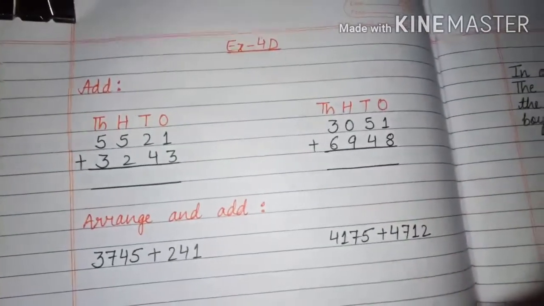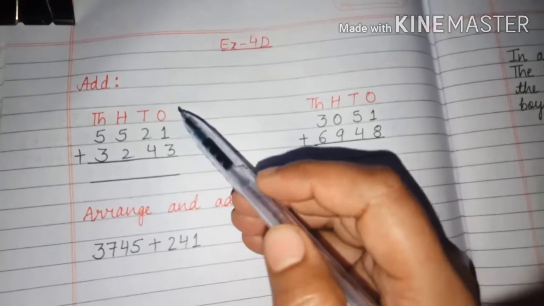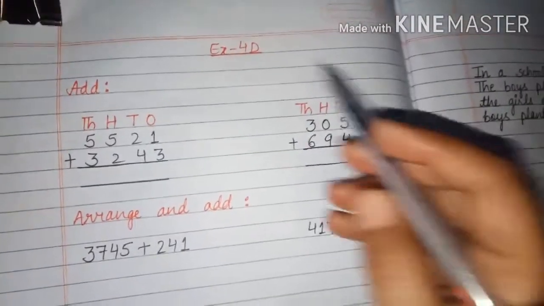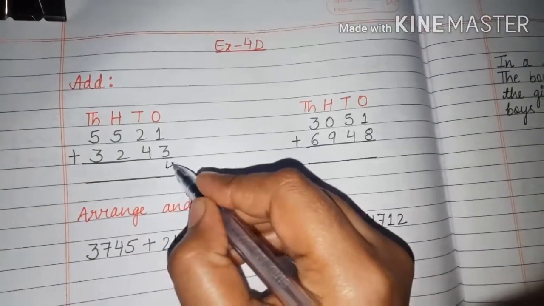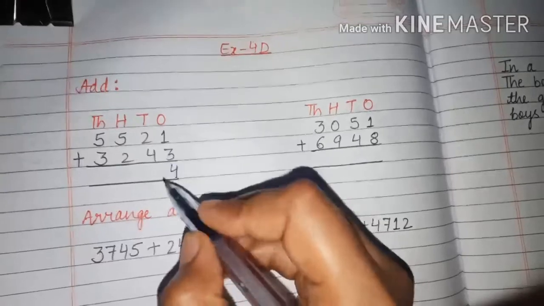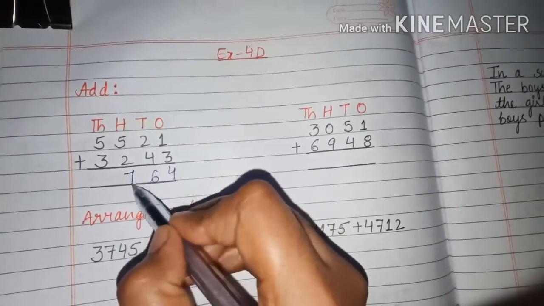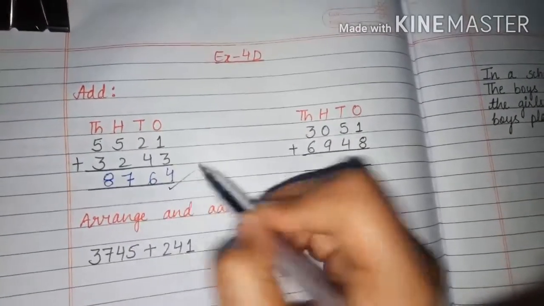Exercise 4D, addition. Already you have with you ones, tens, 100, 1000. So our first question is 1 plus 3 is 4, 2 plus 4 is 6, 5 plus 2 is 7, 5 plus 3 is 8, and you will get your right answer.